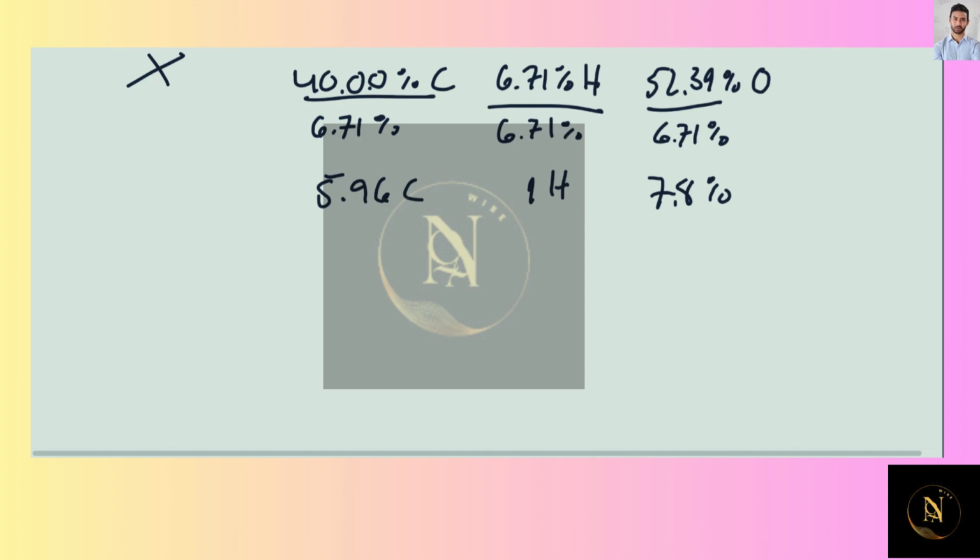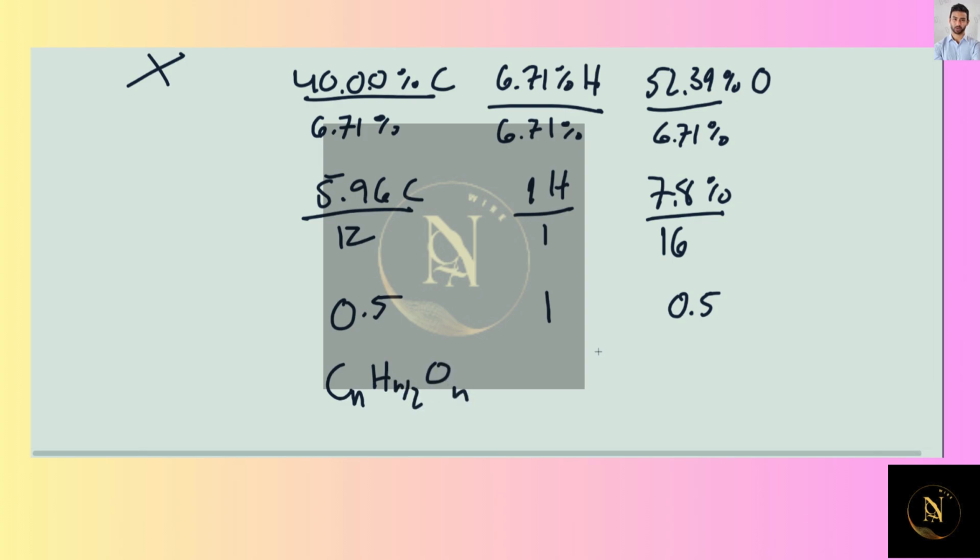components. If we divide each of these by the molecular weight of those components, then we'll have a mole ratio, right? So we divide this by 12, divide this by 1, and we divide this by 16. These are roughly the molecular weights of each of these components. What we'll get is 0.5, 1, and 0.5, roughly. It'll actually be like 0.498 and 0.49. What this is telling us is that we've got CnHn over 2ON. That's our formula.